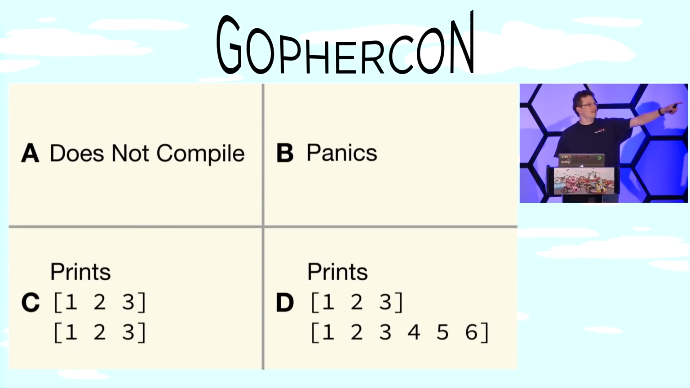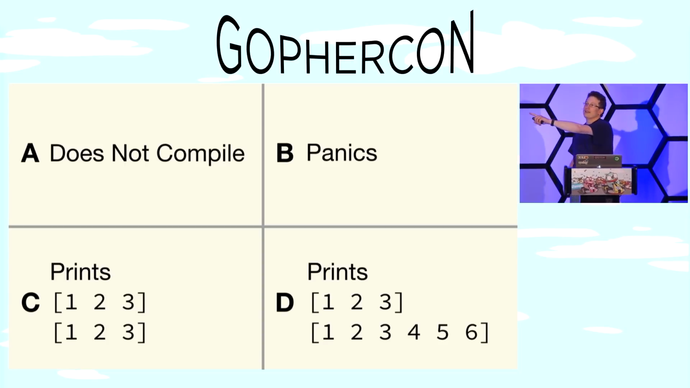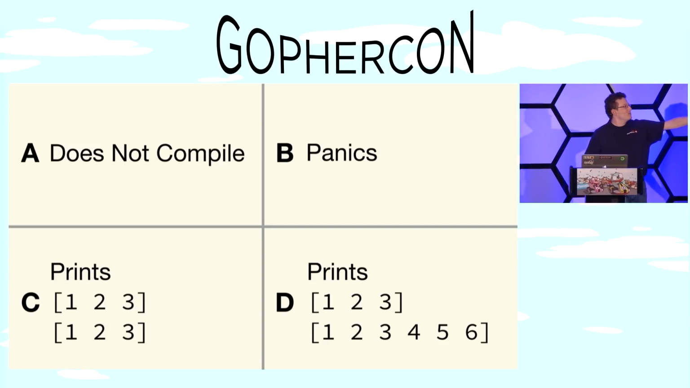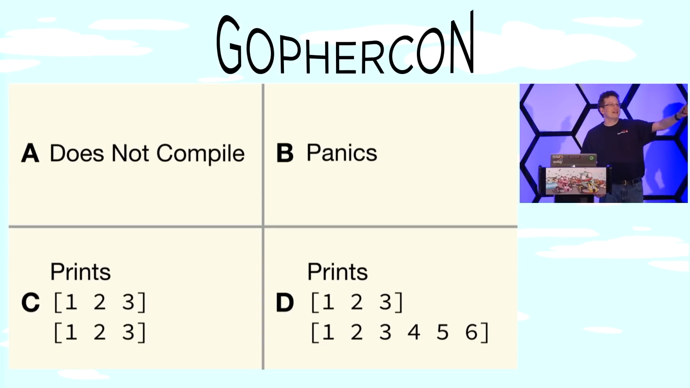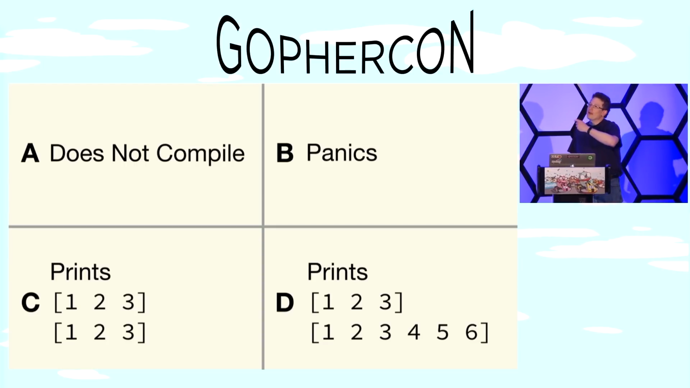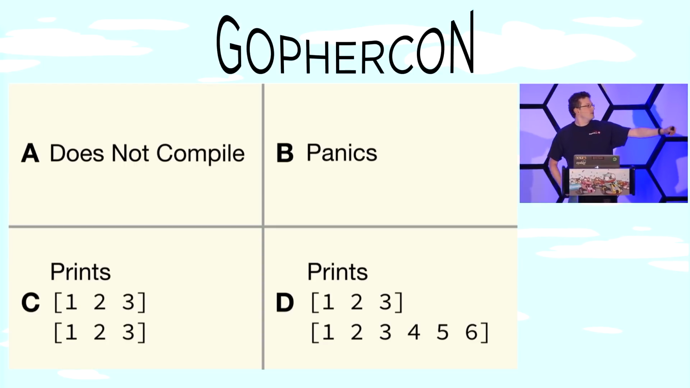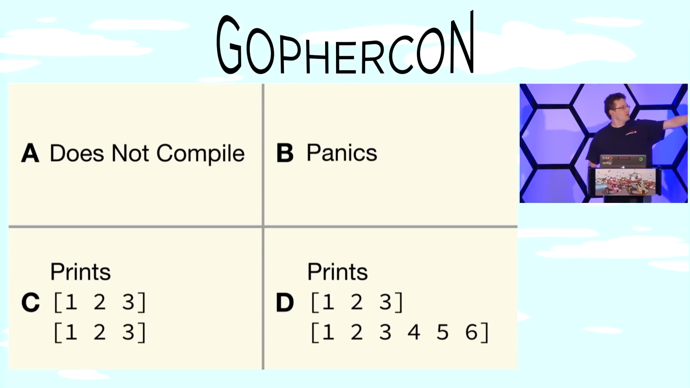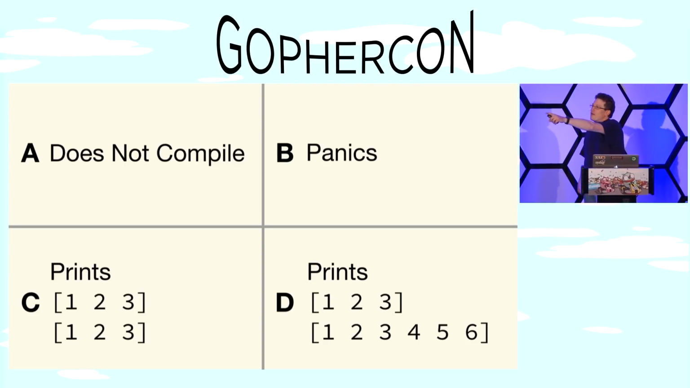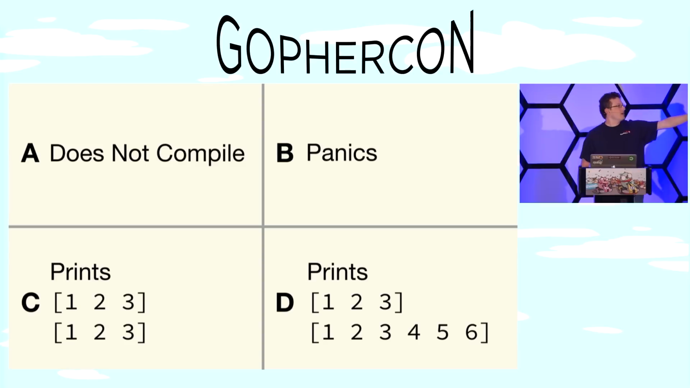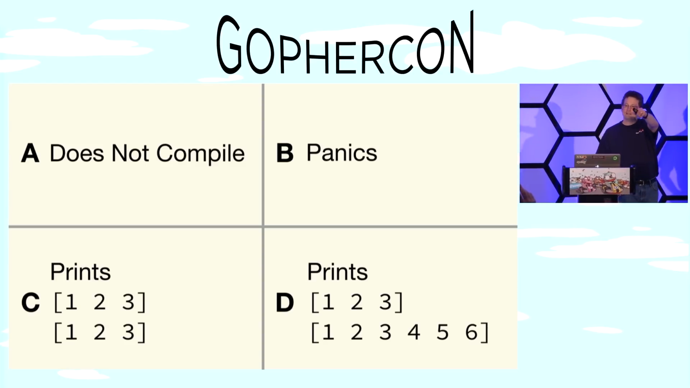Not compile. Anyone say not compile? All right, that's pretty good. All right, B, who thinks it's going to panic? Anyone thinks the code is going to panic now? All right. C, who thinks the function call still does not work? Prints out 1, 2, 3 twice. Okay, and D, who thinks the function call is going to work now? It prints out 1, 2, 3, 4, 5, 6.